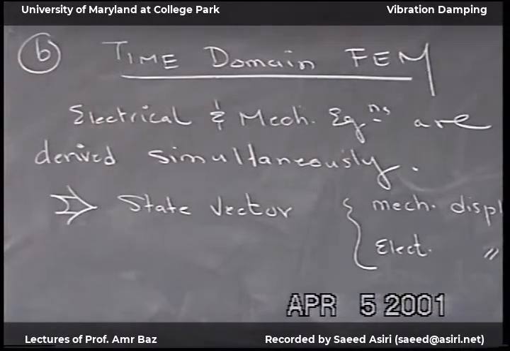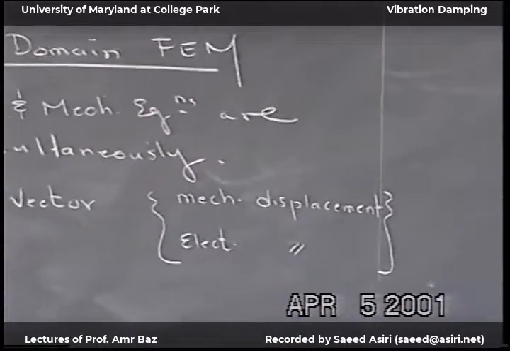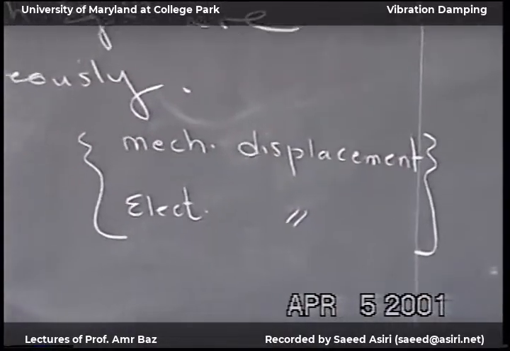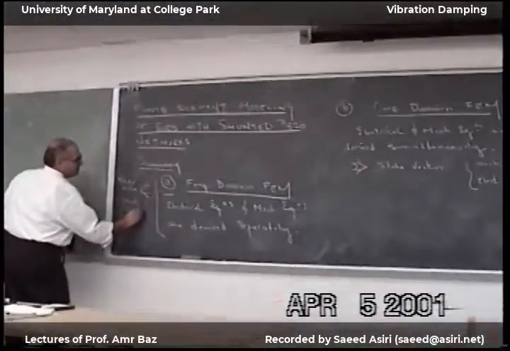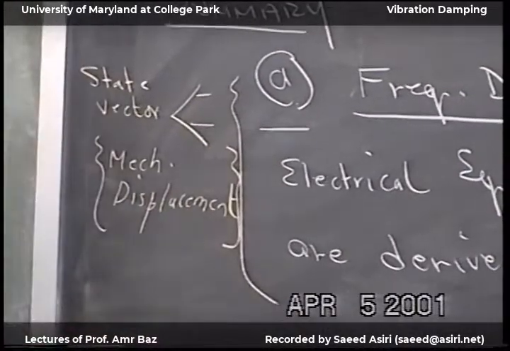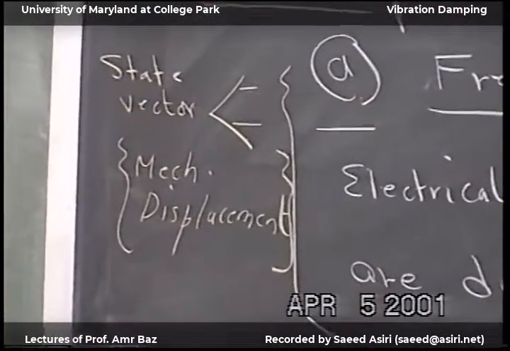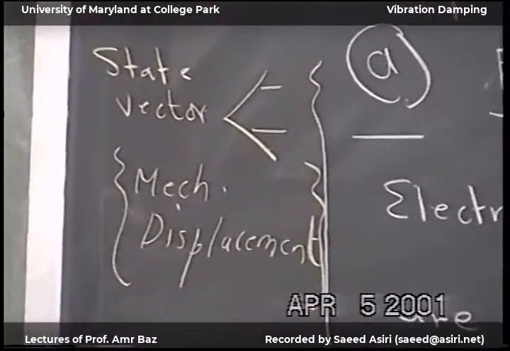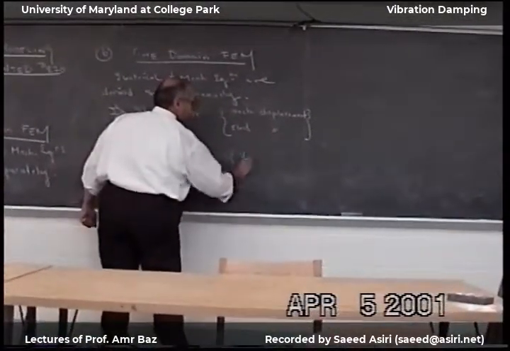In the first method, here the state vector has only the mechanical displacement. And we said that this vector is equal to U and D.